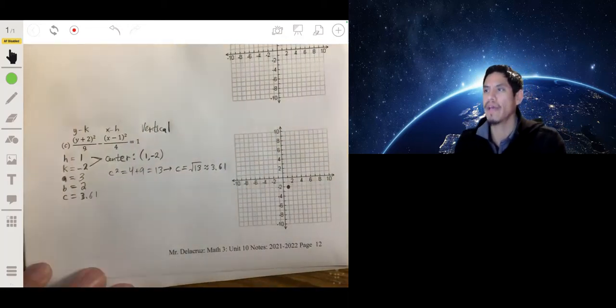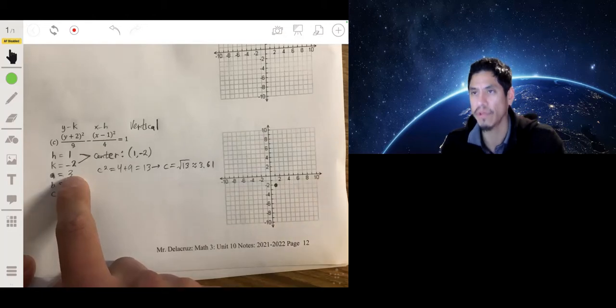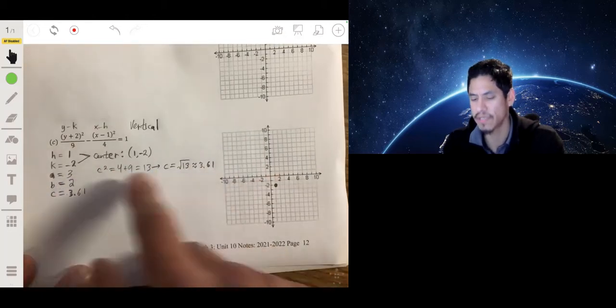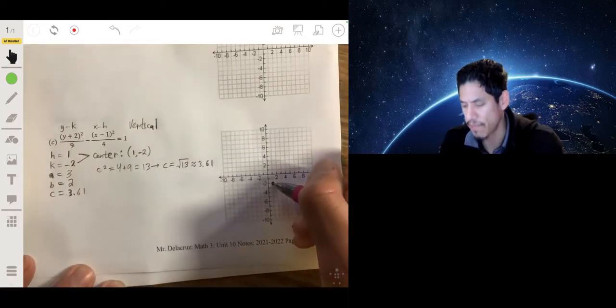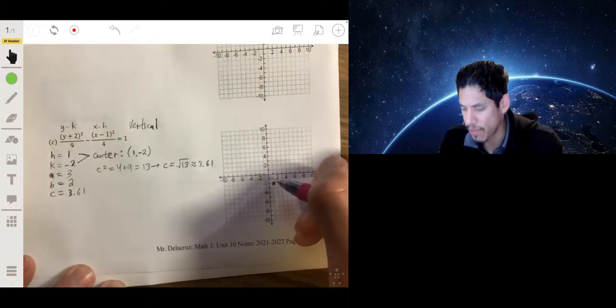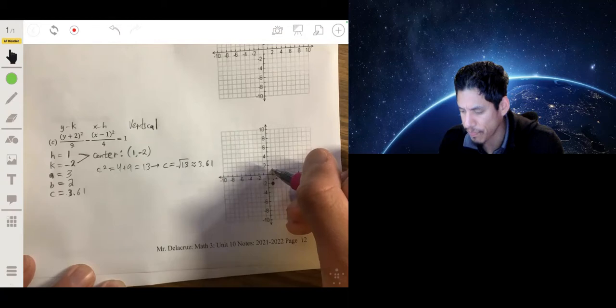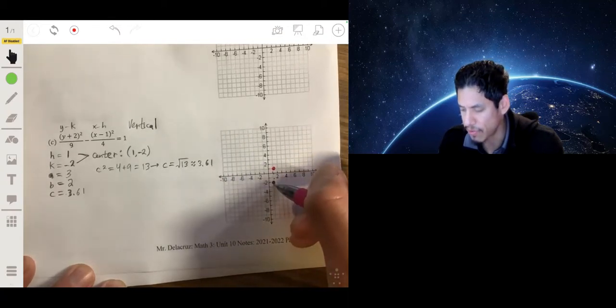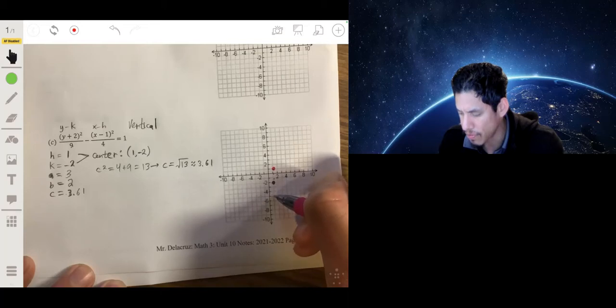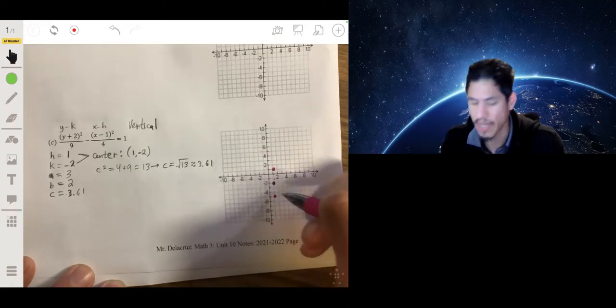Okay, so for that, I like to plot the vertices first. The vertices are going to be 3 units up and below the center, because it's a vertical hyperbola and it's going to open upward and downward. So the vertices are going to be on the vertical axis. We start at the center here, go up 3, 1, 2, 3, and that'll be one of our vertices at 1, 1. And the other one will be 3 below, 1, 2, 3, so at 1, -5.